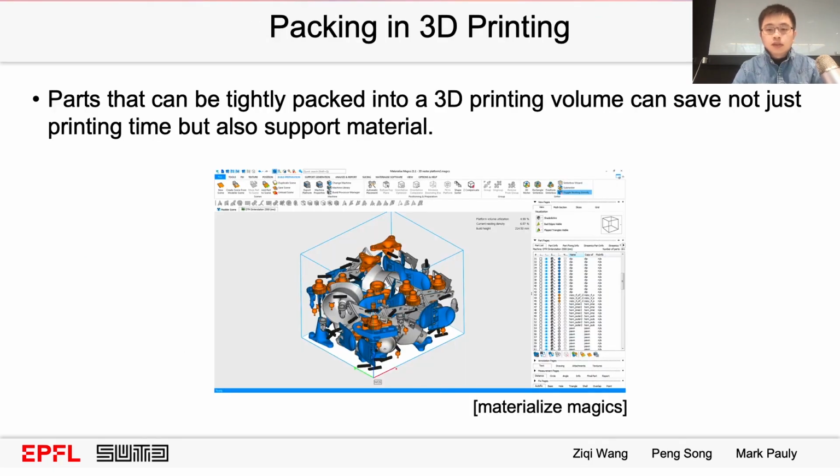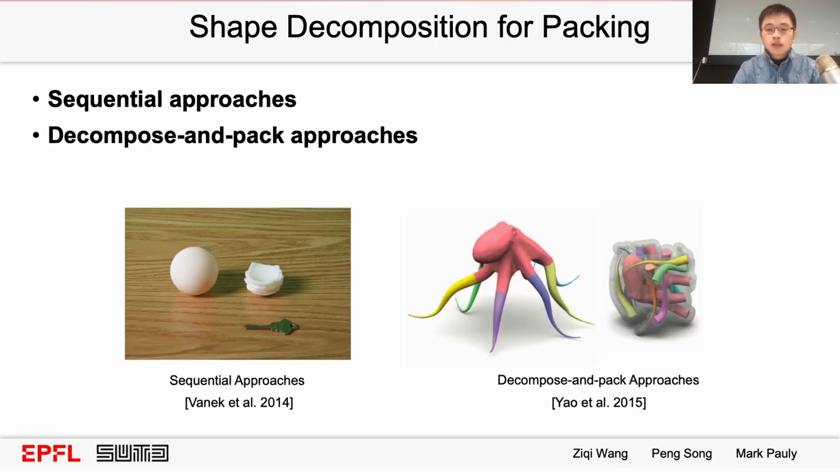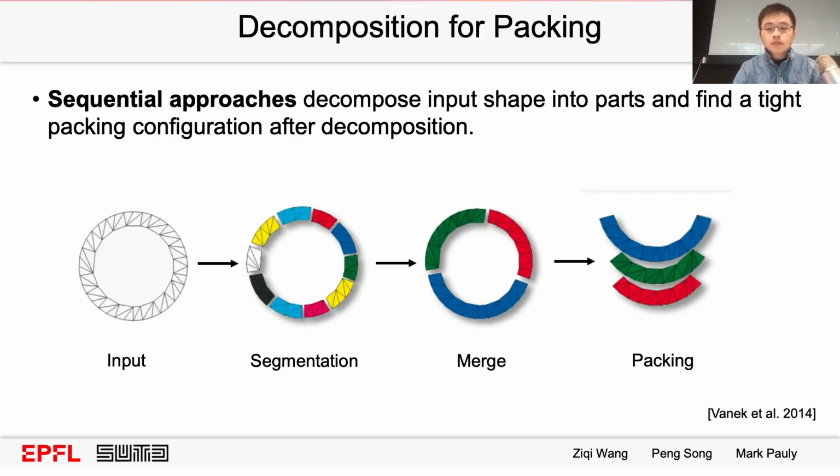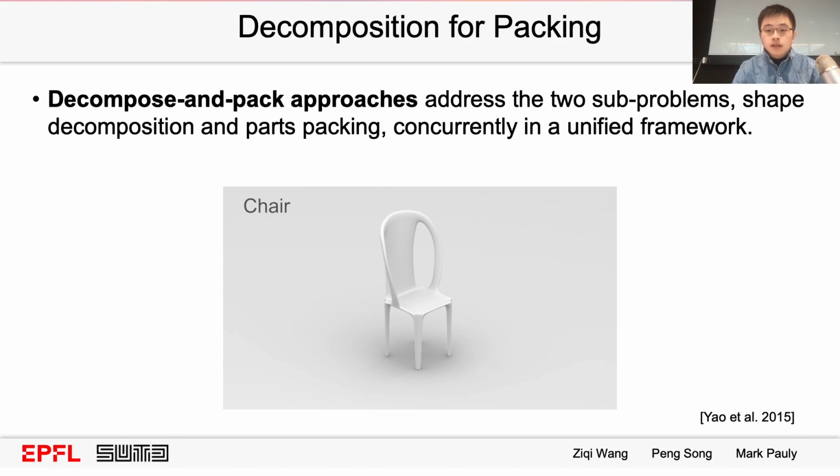Decomposing an oversized input design and packing its parts into a compact form saves storage space and reduces printing time and material cost. The sequential and the decompose-and-pack approaches are 2 ways to solve the shape decomposition for packing problem. Sequential approaches do shape decomposition followed by parts packing, while heuristics could be applied at the decomposition stage to encourage generating parts that are easy to pack. The decompose-and-pack approaches optimize shape decomposition and packing simultaneously.